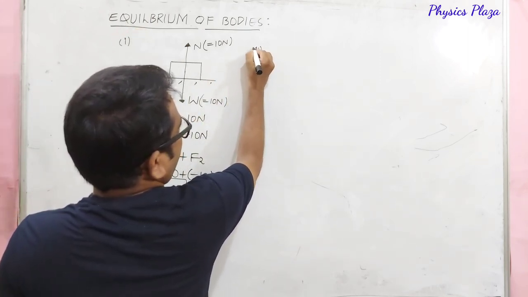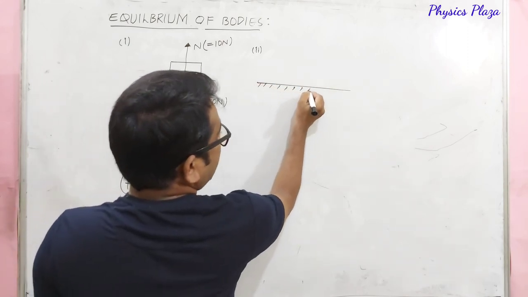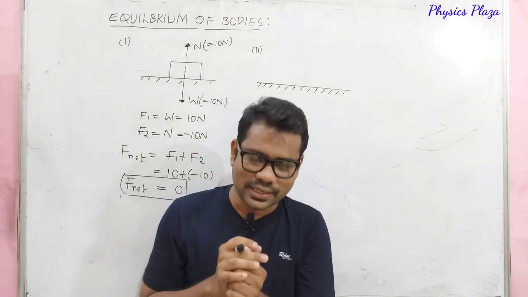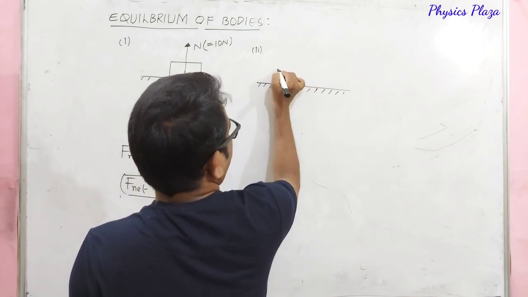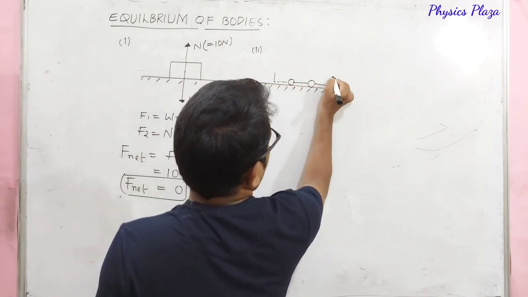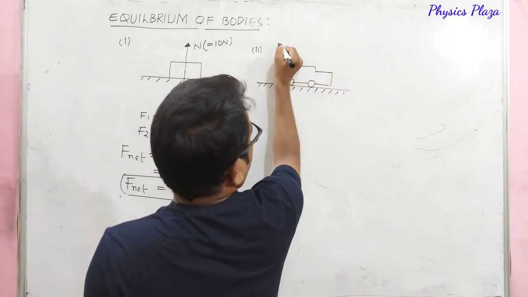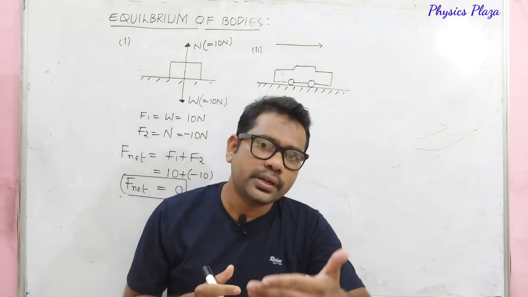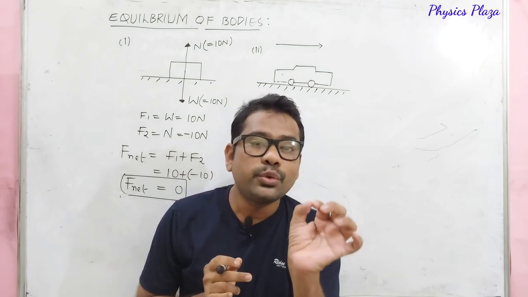Now, let us move to one more example. Here is again a horizontal surface, but this time we are not going to take an object at rest. Let us take an object which is in motion, a special case, dear children. Here is a car. This car is covering, let us say, 60 kilometers every hour. 60 kilometers per hour means the car is moving with uniform velocity.